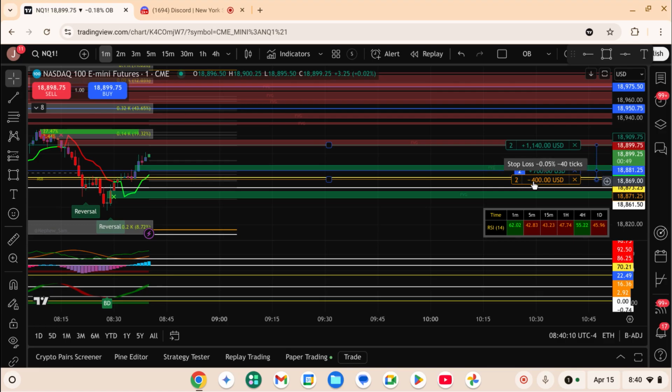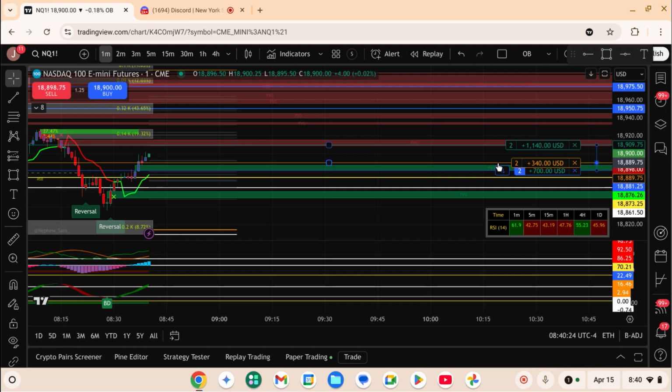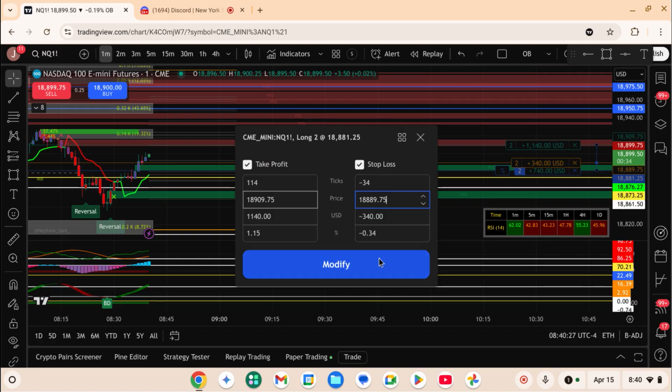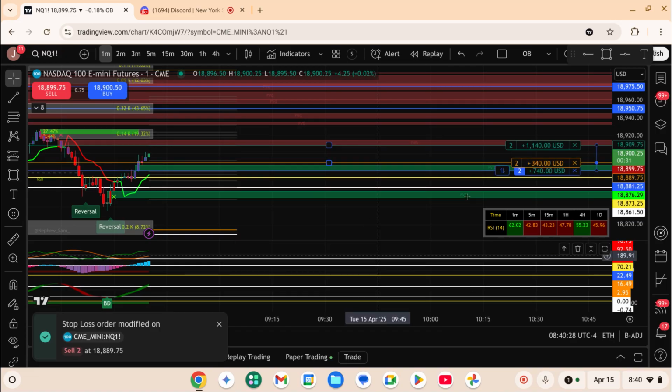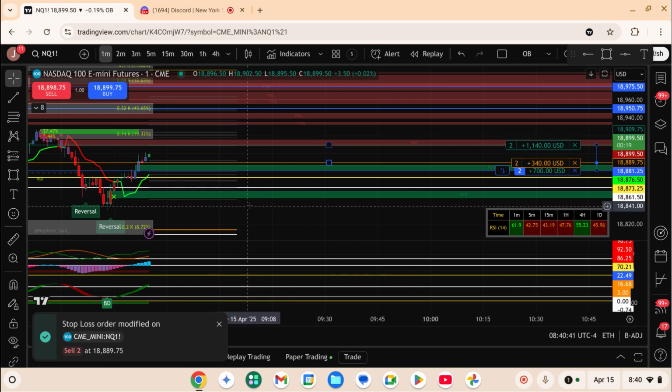Probably move your stops. I would move it to this candle here. No, that's too. Yeah, we'll do that. So even if we do get stopped out, we're up 340, and then we'll try to catch another trade. So it looks like it's gonna hit the 2P.